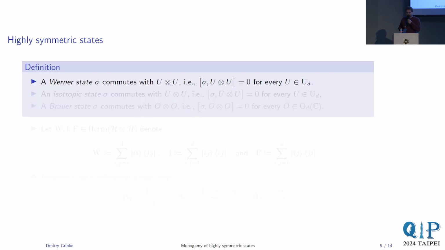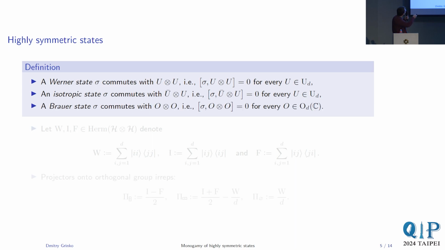Okay, so what are the highly symmetric states which we consider? We consider three classes of highly symmetric states. One class is called Werner states. The Werner states are defined in such a way that they commute with U tensor U for every unitary. We have another class, isotropic states. They are defined by putting the constraint that they commute with U bar tensor U. And on top of that, we also consider the case of Brauer states, namely the states which commute with O tensor O, where O is an element of the complex orthogonal group.